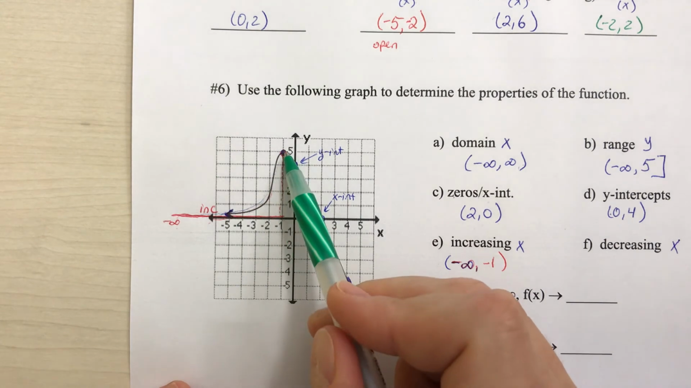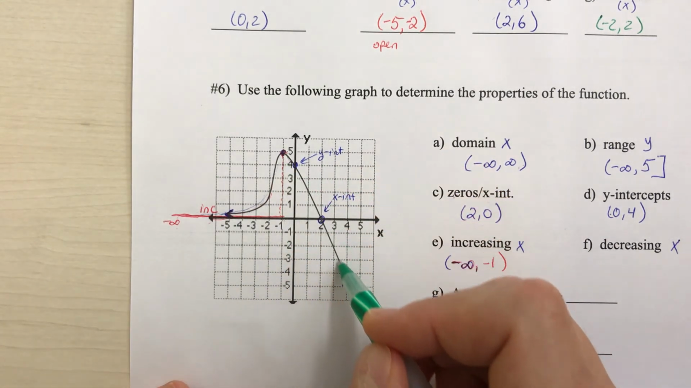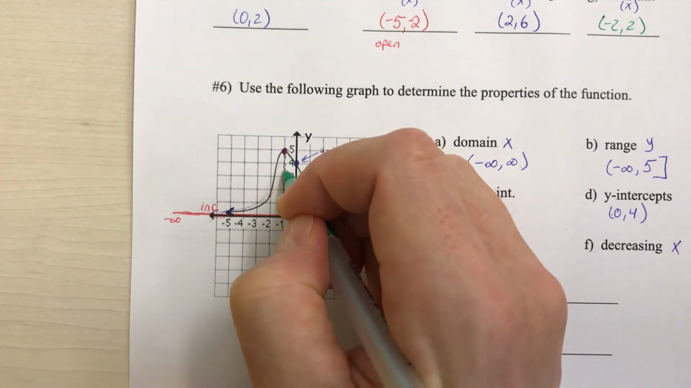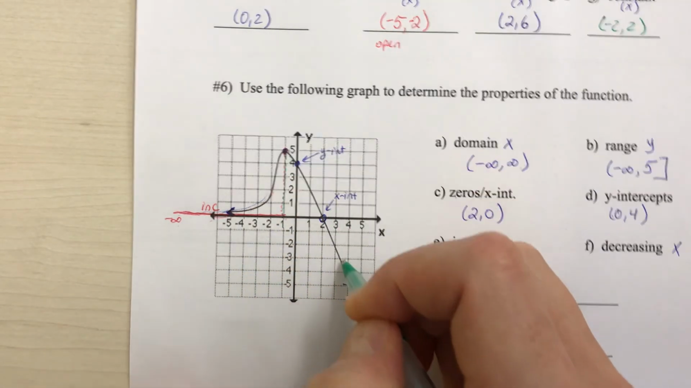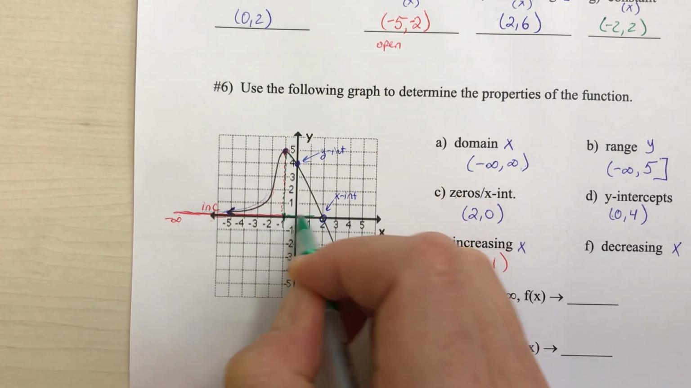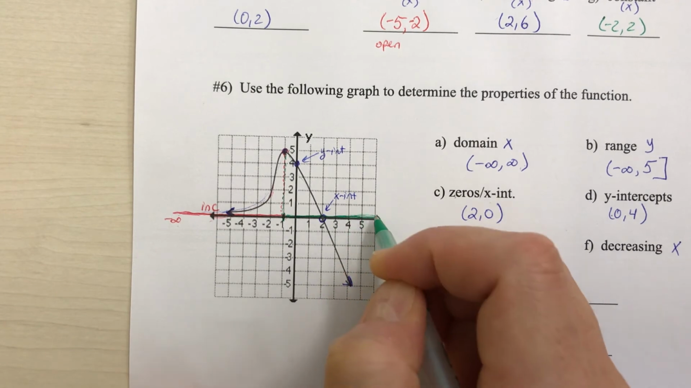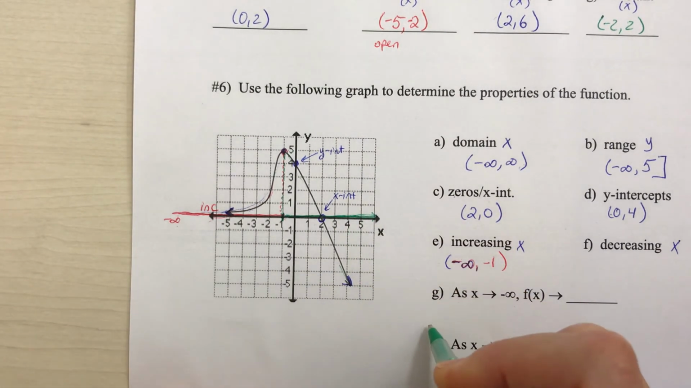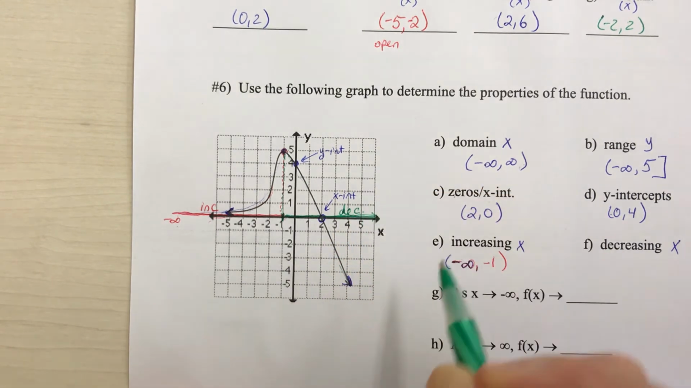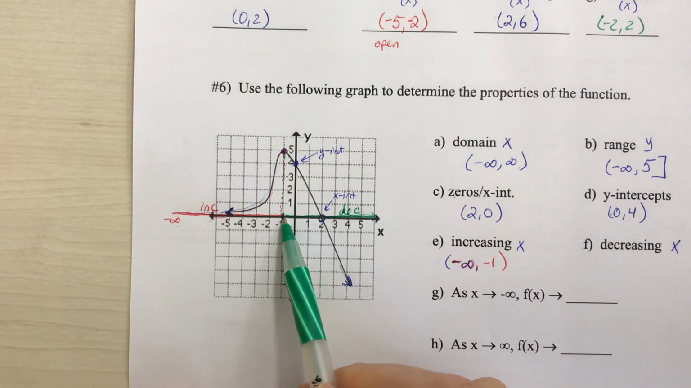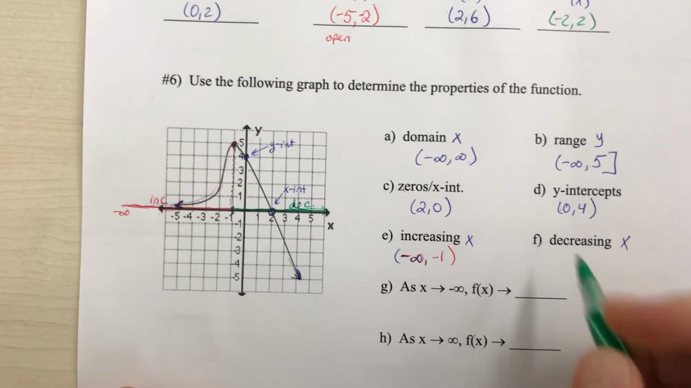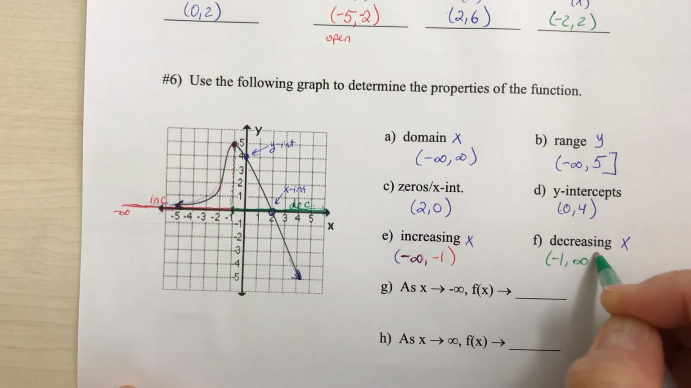Then we turn, and then the rest of this graph is going down. So we are decreasing. Now we start from left to right. We start here at minus 1. And because of the arrow, we keep going forever. So this whole section is our decreasing. That is from minus 1. Now it doesn't go to 6. It keeps going from minus 1 to positive infinity.